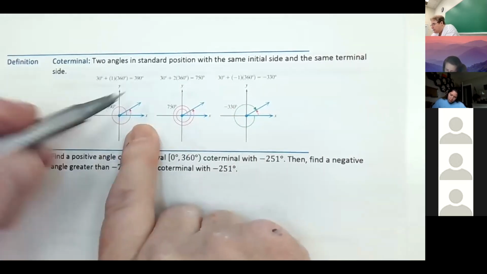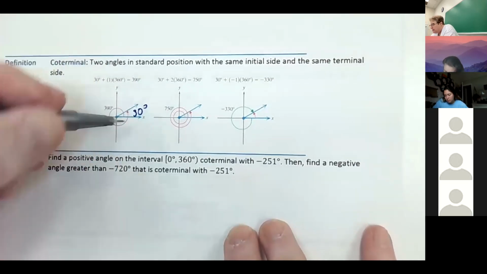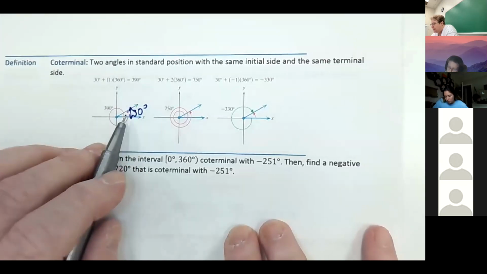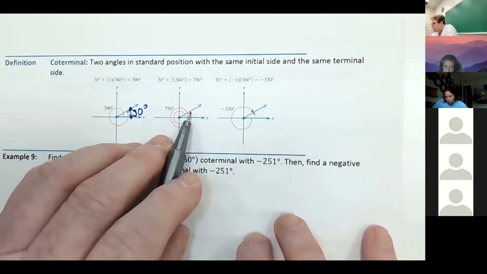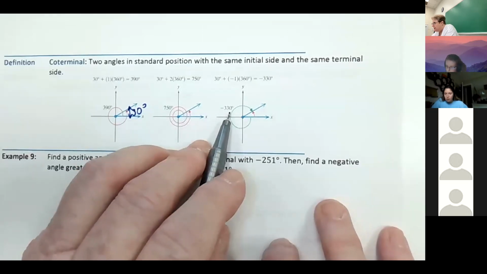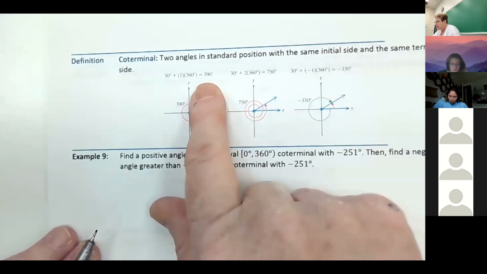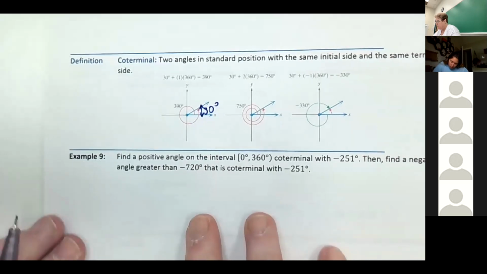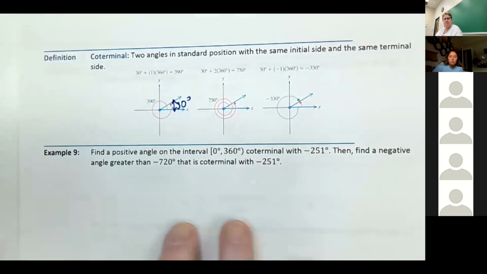So do you see that 30 degrees is coterminal with 390 degrees. It's also coterminal with 750 degrees. Or if you go backward, it's coterminal with negative 330 degrees. And the way that you go from one to the other is by adding or subtracting 360 degrees, which is one circle. Do you see the definition?